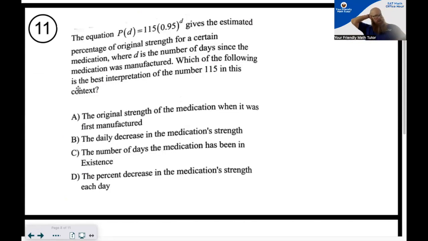All right, number 11. Here is a different type of problem, or a different type of function that we should be aware of. So we're doing a lot of linear functions. Now all of a sudden we have an exponential function.